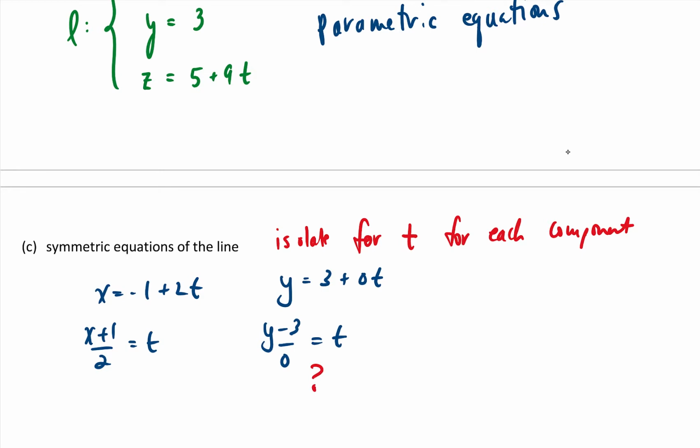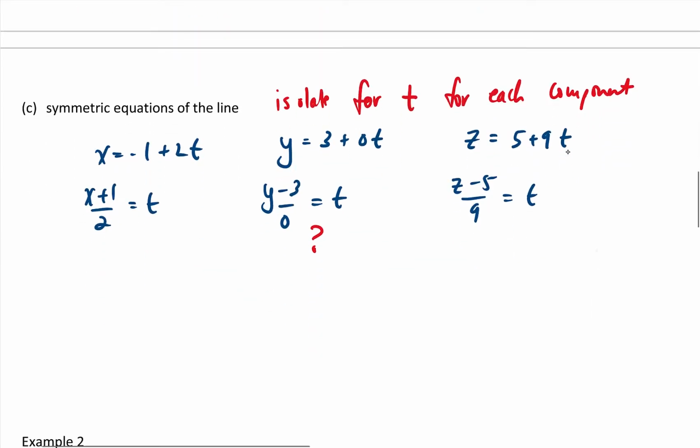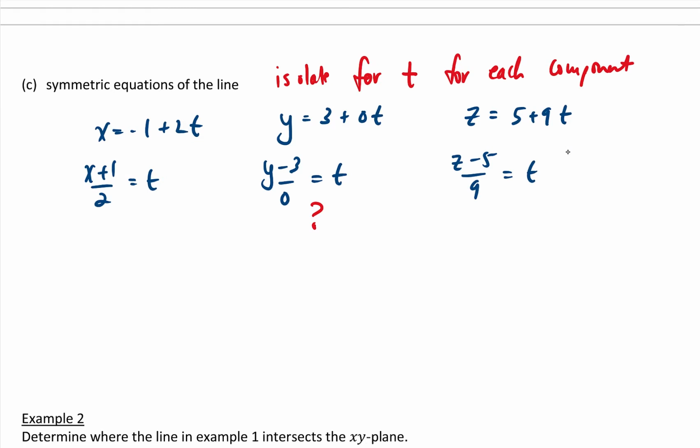And finally, we have z equals 5 plus 9t. And that's (z minus 5) over 9 is equal to t. And then to create the symmetric equation, we put them all together. So we get (x plus 1) over 2 equals (y minus 3) over 0 equals (z minus 5) over 9. And this is called the symmetric equation of the line.